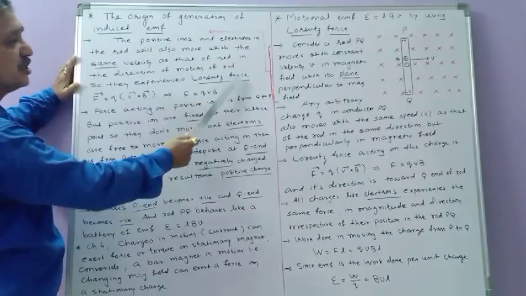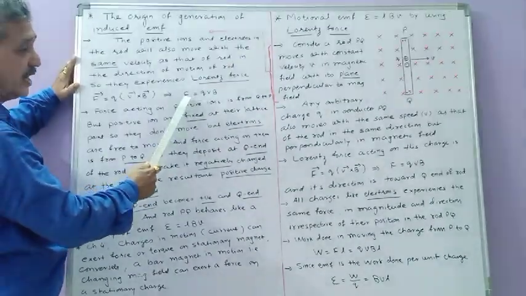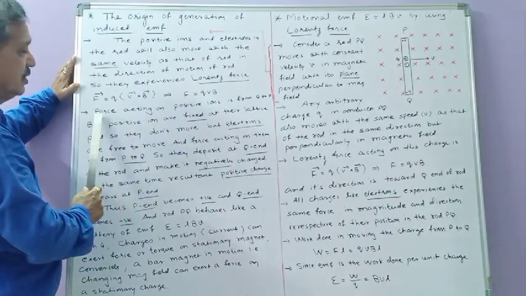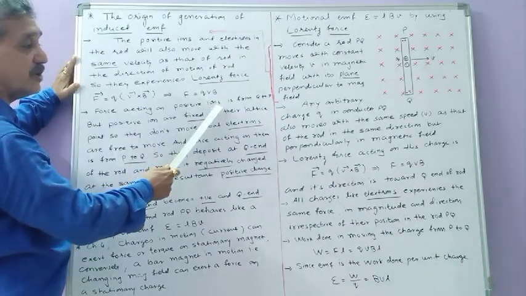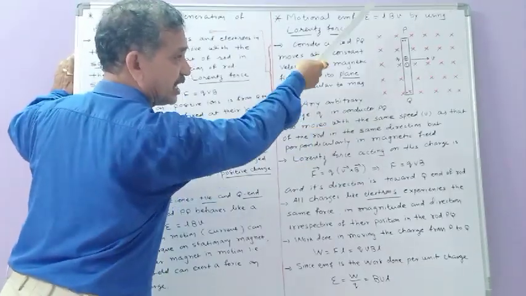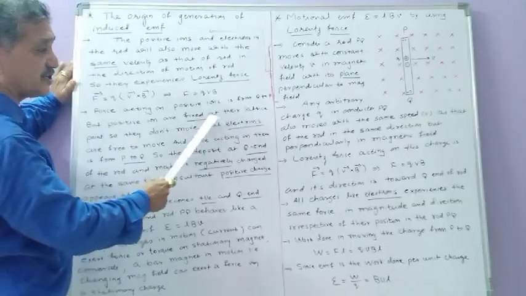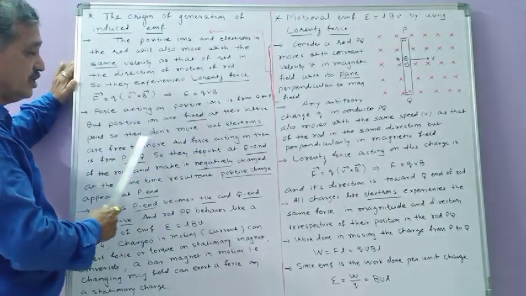So they experience the Lorentz force F equal to q into vector V cross B. Therefore, the magnitude of force is qVB. The force acting on positive ions is from Q to P. तो पॉजिटिव आयंस के ऊपर फोर्स कैसे लगेगा, ऊपर की ओर. But positive ions, as I said earlier, are fixed at the lattice points, so they don't move.